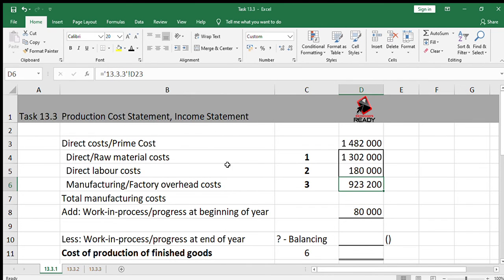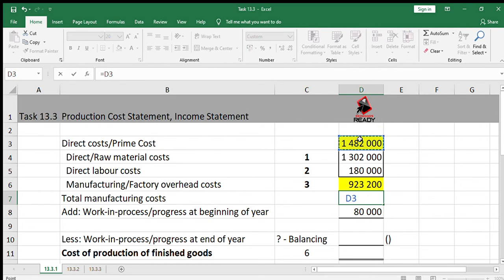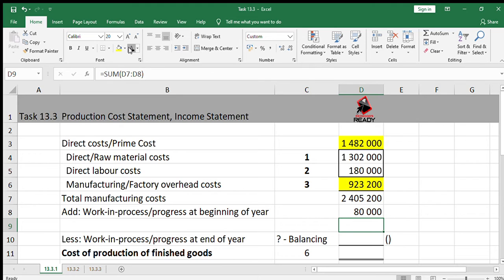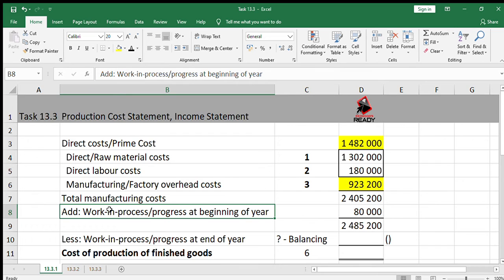Okay, here at manufacturing costs or factory overhead costs. Okay, now to get the total manufacturing costs, we're going to take 1,482,000, which is the direct cost or the prime cost, and we're going to add the manufacturing or factory overhead costs to that. Okay, and that will give us the total manufacturing cost for the year. Okay, so to this answer we add on any work in progress at the beginning of the year. Okay, and the reason we do that is because any goods which were unfinished at the end of last year will now be finished this year and will become part of the cost of production for this year.